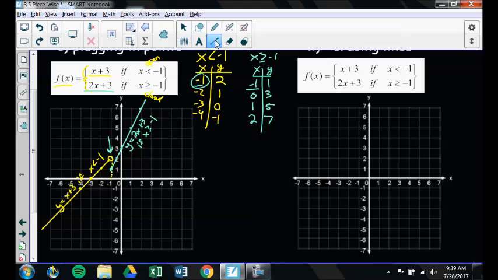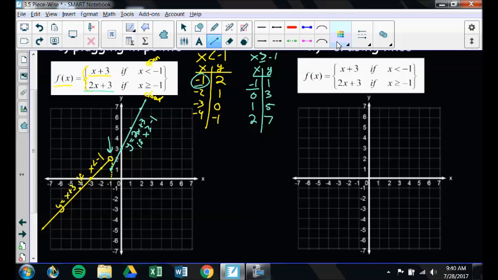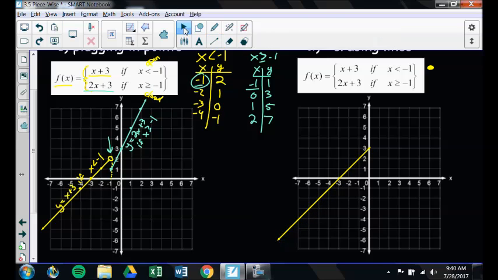The other option, and this is the one that I kind of prefer, is to graph the entire lines completely right off the bat. So first I'm going to graph f of x equals x plus 3. I'm going to do this in yellow, and I'm not going to worry about where it starts or where it ends, I'm just going to graph the whole entire line. This is the whole line, y equals x plus 3.